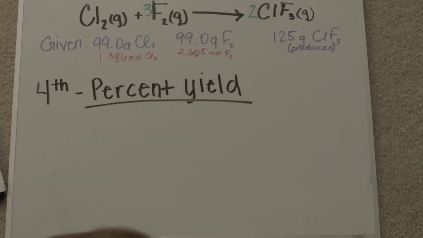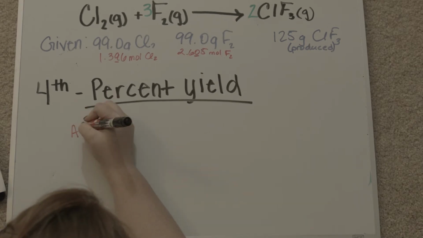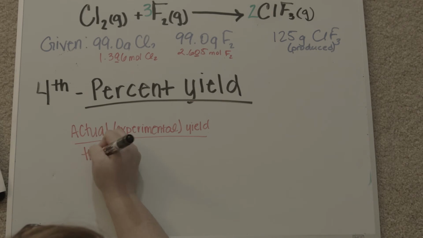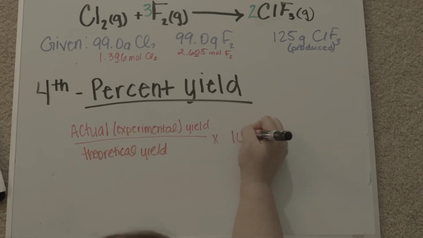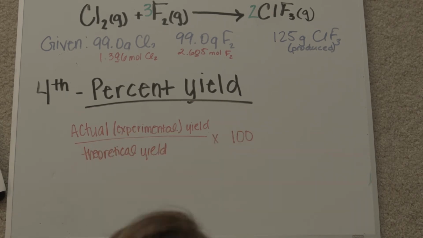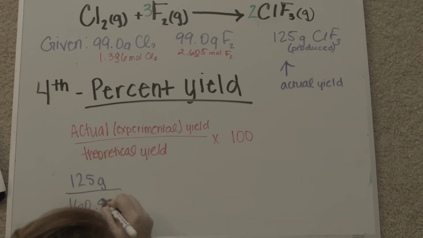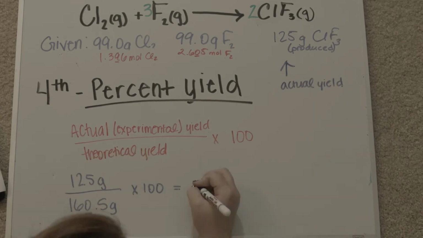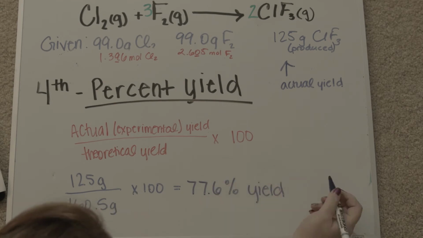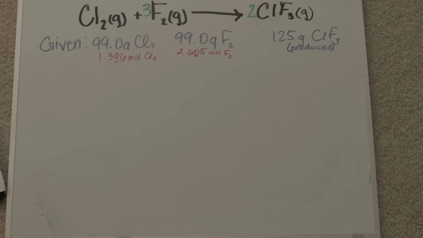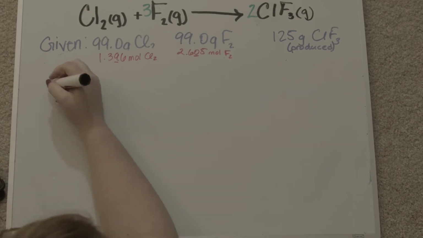So fourth, you want to find the percent yield. That is the actual yield that you got during your experiment. And the theoretical yield is what you got just now, working it out. So the actual yield is given to you in the problem. It's 125 grams. You do over 160.5 grams, multiply that by 100. So you have a 77.6% yield, which is not that great.